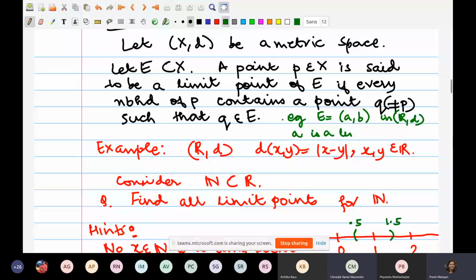Correct? Yeah. Please note that the limit point may or may not belong to the set E. In fact, we saw examples last time.